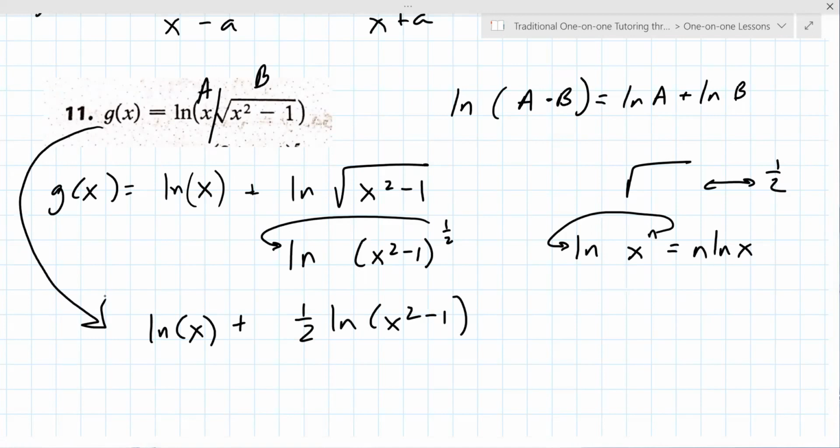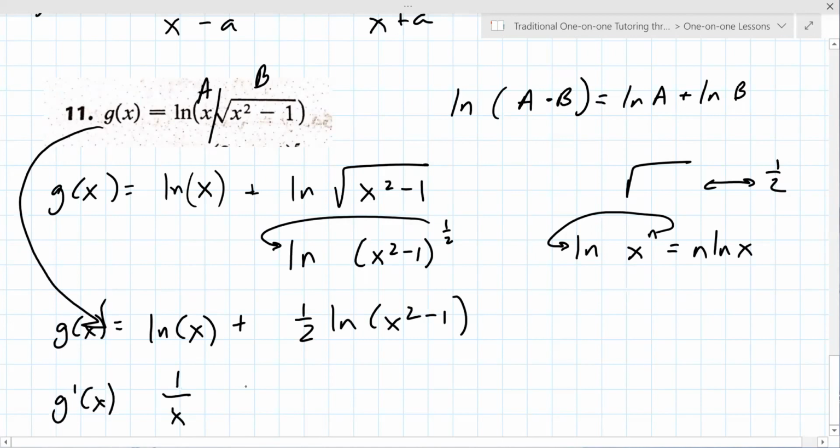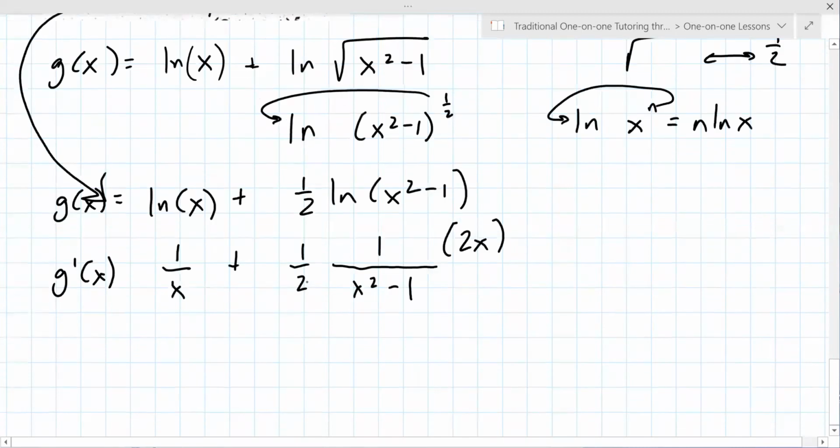There's no product rule, very little chain rule. So the derivative of natural log of x is 1 over x. Plus 1/2 times 1 over the inside part, x squared minus 1, times the derivative of the inside. That's right, 2x. So notice that this 2 cancels with that 2. And you get 1 over x plus x over x squared minus 1. That's pretty reasonable.